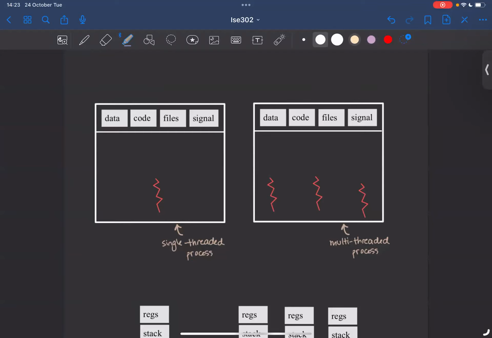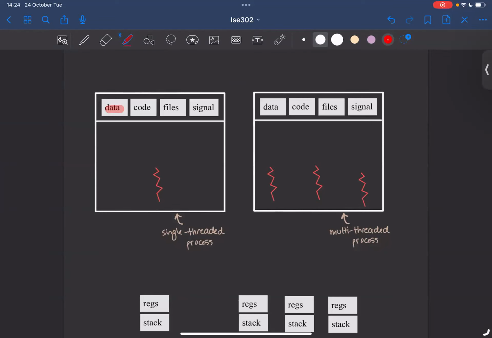So every process has its own address space, okay? And in this address space, it holds the data section, code section, open files, signals or signal handlers, okay? Threads within the same process share the memory and resources allocated to that process, okay? So if one thread modifies a shared memory item, all other threads within the process can observe that change. Similarly, resources like open files are accessible to all threads, ensuring collaboration and data consistency.